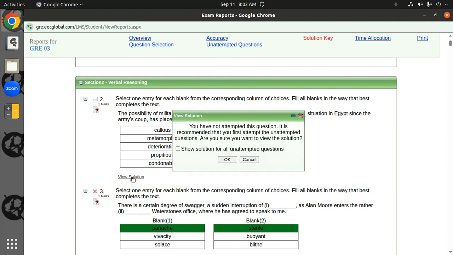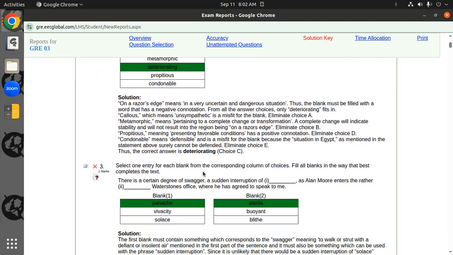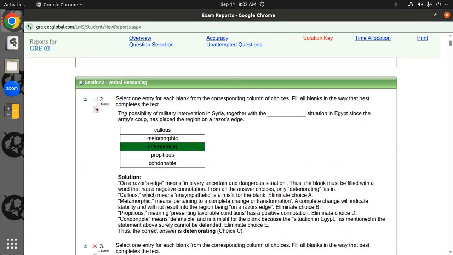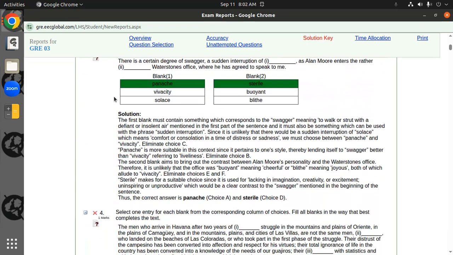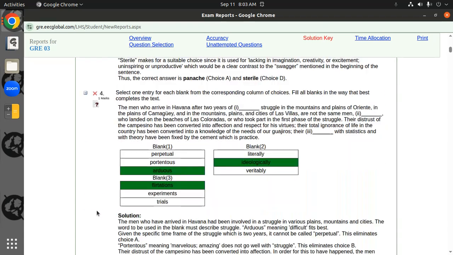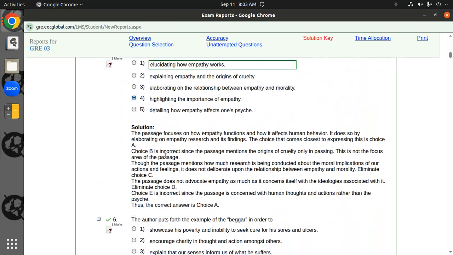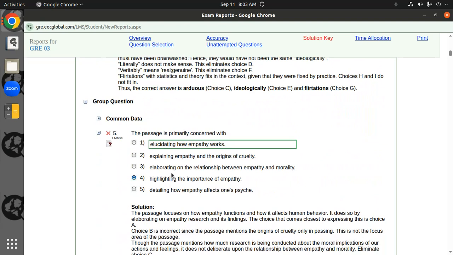So let's see the solution part. You have not attempted this question. It is recommended that you first attempt the unattempted question and then it will generate the solution. So this was second question, which you had the right answer for this particular question. Question 3 is incorrect. Question 4 incorrect. Question 5, you have selected choice 4.